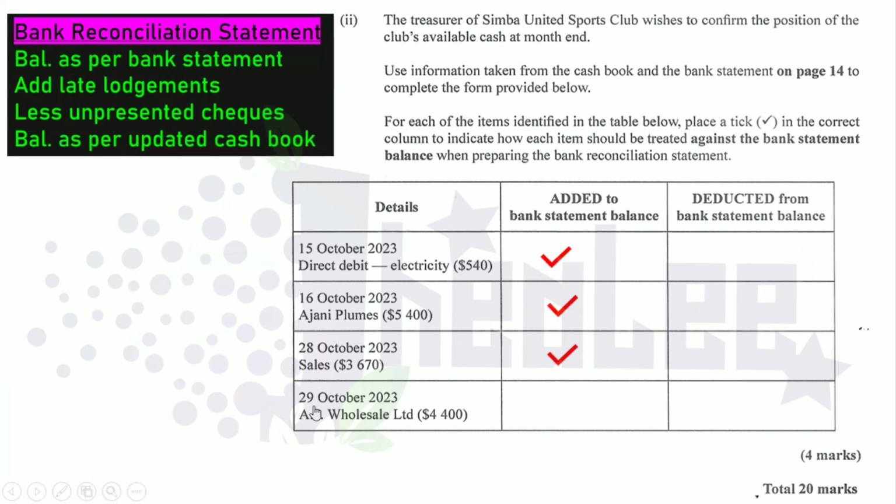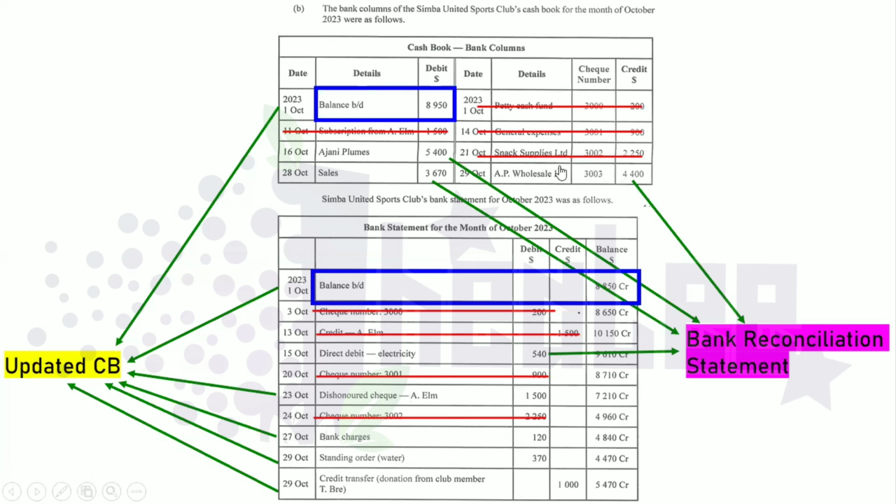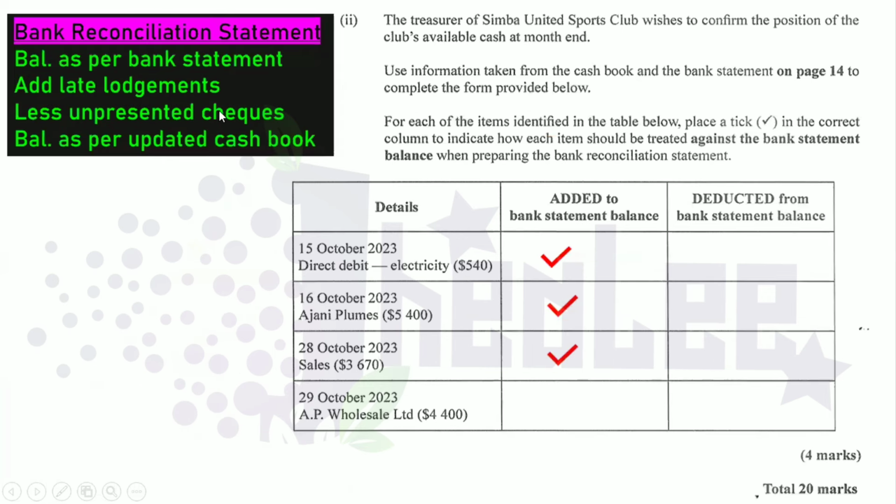And we are on to the 29th, which is APOC Limited. This is on the credit side of the cash book, but not on the bank statement. Once it's on the credit side, but not on the bank statement, it is an unpresented check. The effect of an unpresented check on our bank statement balance is that it would decrease our bank statement balance because, based on the format, we should list unpresented checks. So in this case, APOC Limited for October 29th, a value of $4,400 should be deducted from the bank statement balance. And that takes us to the end of this question.